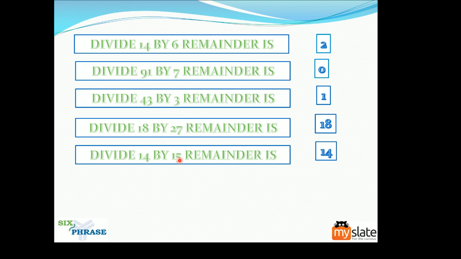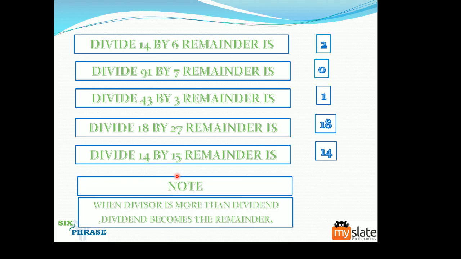So the dividend is equal to the remainder whenever the dividend is less than the divisor. This is the most important concept you will have to understand. When the divisor is more than the dividend, the dividend becomes the remainder. Make sure that you understand this very carefully because we'll be using this in problems. So we'll move on.